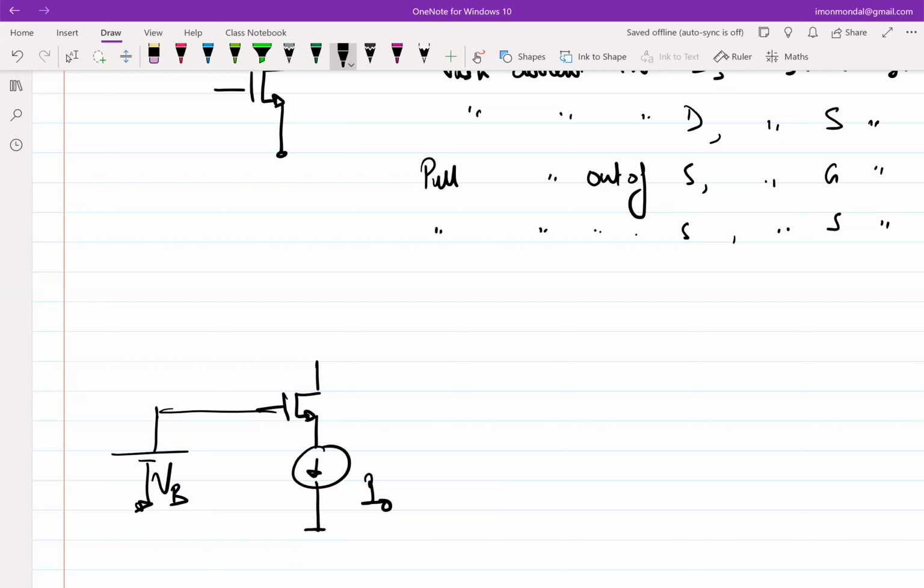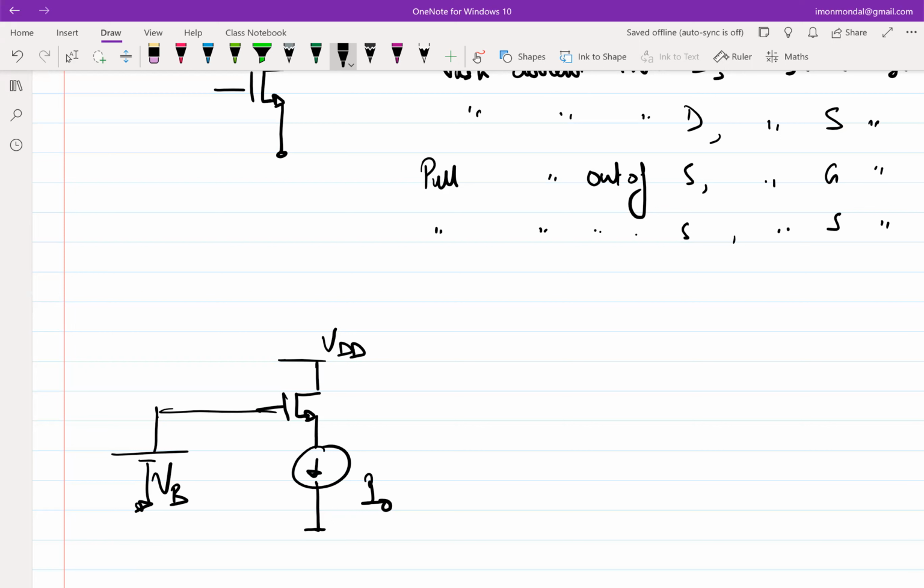Let's say VB. Okay. And there is nothing here that is telling us about the drain, right? So let's keep the drain also at VDD. Okay. So now what we are trying to see is what we should do to the source to ensure that the transistor is automatically biased.